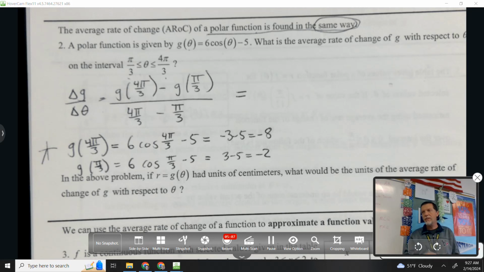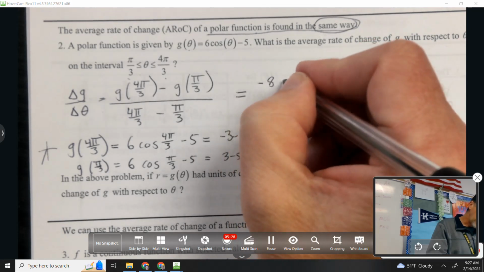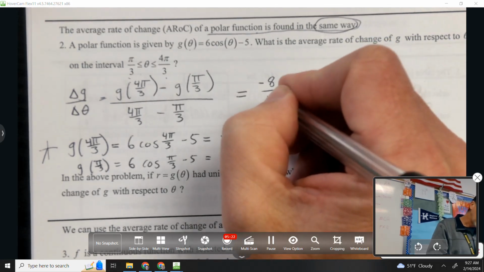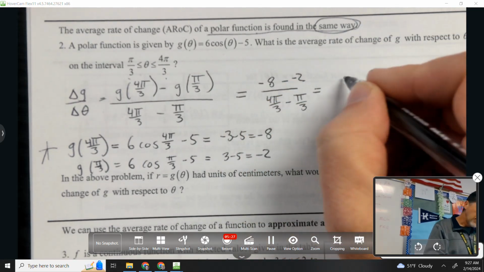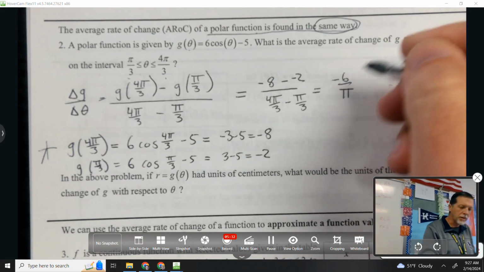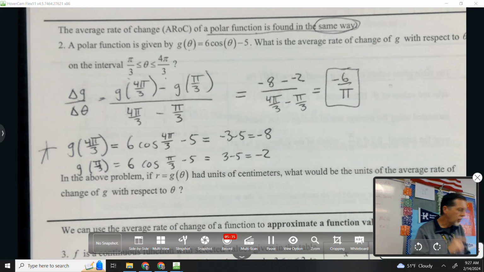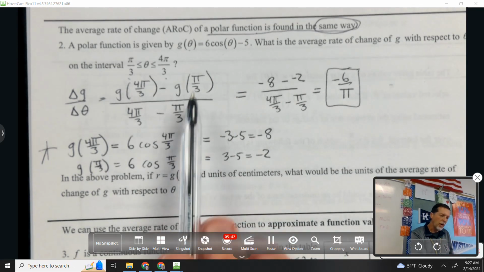So plug those back into the slope. Again, it is the slope formula, but it doesn't really mean like rise over run on the picture, so be careful using the word. We know what you would mean. y2 minus y1 over x2 minus x1. So let's see, that would be negative 6 over pi. That's kind of a weird answer, but there's nothing I could do to simplify that. So that's my average rate of change of that function between pi over 3 and 4 pi over 3.